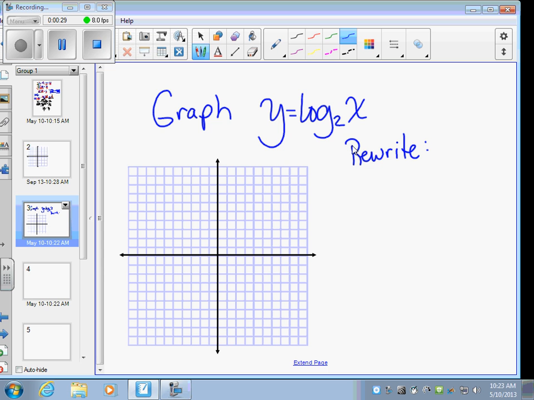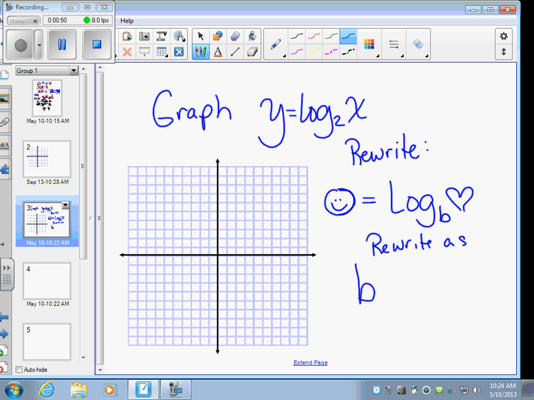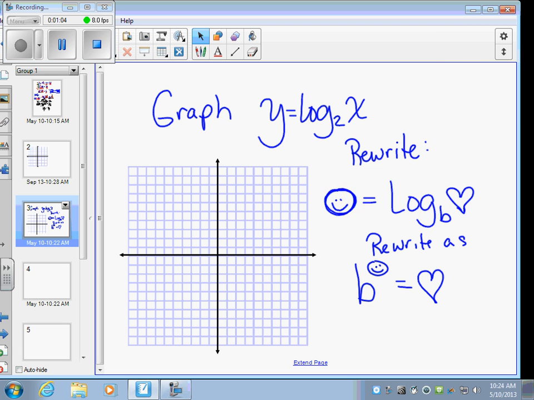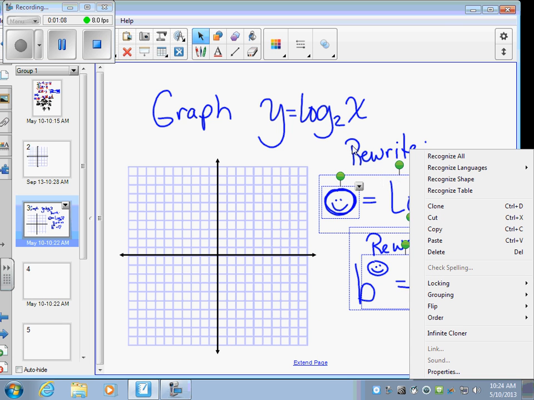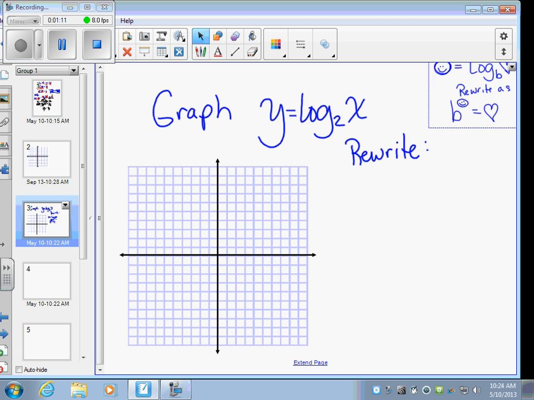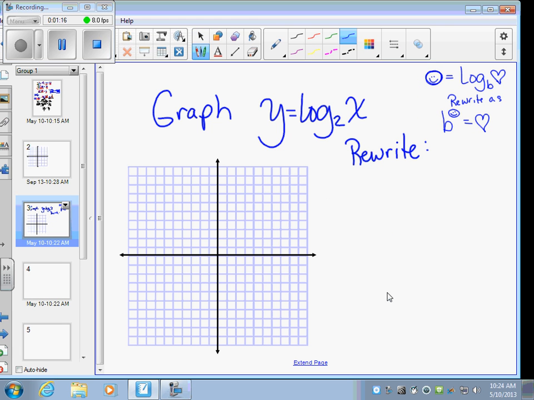And remember that the rule is that when you have something equal to a log with a certain base, whatever that is, of something else, you can rewrite that as whatever the base is. This here is always the exponent, and this is always the answer. And so in our case here, let's just shrink this up and put it off to the side. I would rewrite our y equals log base 2 of x as 2 to the y equals x.